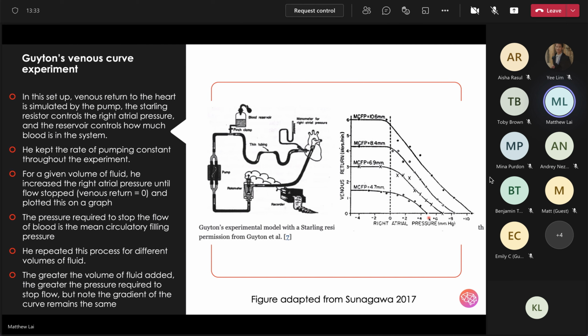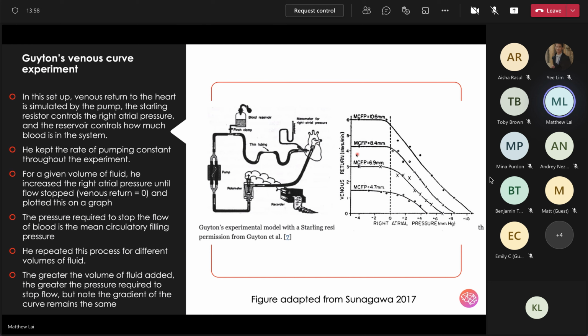So if that's the case, that is the amount of pressure the system is flowing with, if that makes any sense. So we stop the flow with a certain amount of pressure, and because that's the value of pressure we need to stop the flow, that's the pressure the system is flowing with. And that's what he calls mean circulatory filling pressure.